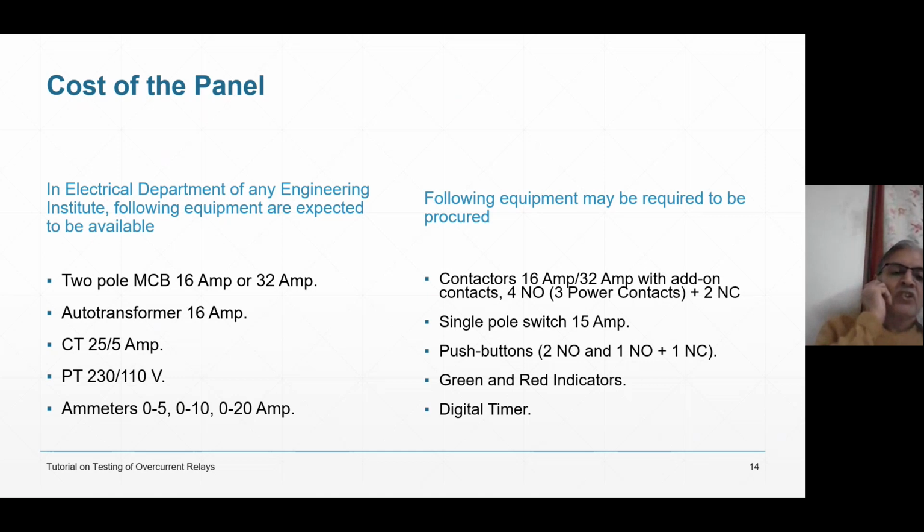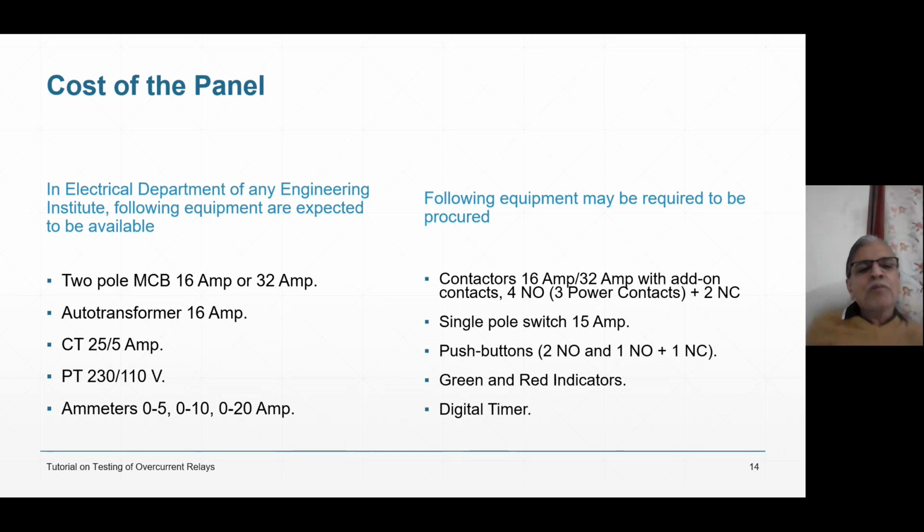Ammeter I am telling 3, 0 to 5, because if you want to test an earth fault relay, you will need a lower ammeter, 0 to 5. Overcurrent 0 to 10. And if you want to test overcurrent relay up to PSM, I mean up to PS2, then you may need 0 to 20 ampere also. So you may have to go on replacing meter according to requirement.